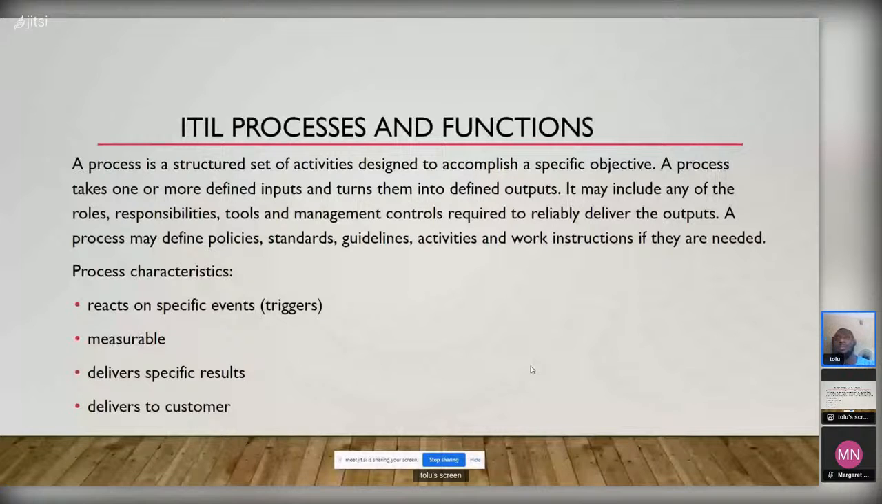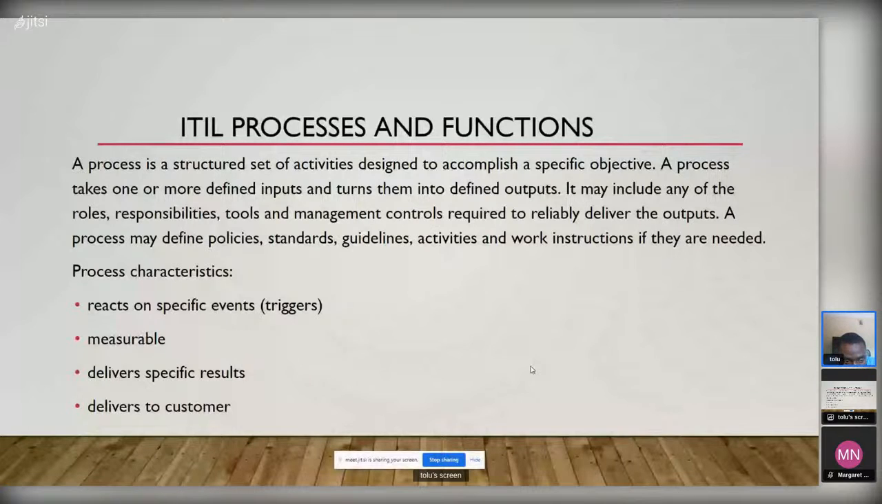Then the output is okay. This is not the service. That's your name, your age, and providing the service to you. So that's a process for you: taking a defined input and turning it to a defined output. It may include many of the roles, responsibilities, tools, and management control required to reliably deliver the output. A process may define policies, standard guidelines, activities, and work structure if they are needed.